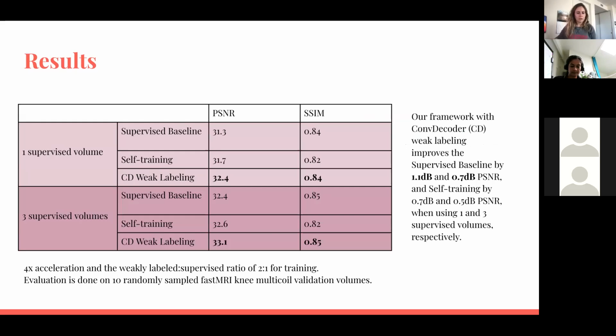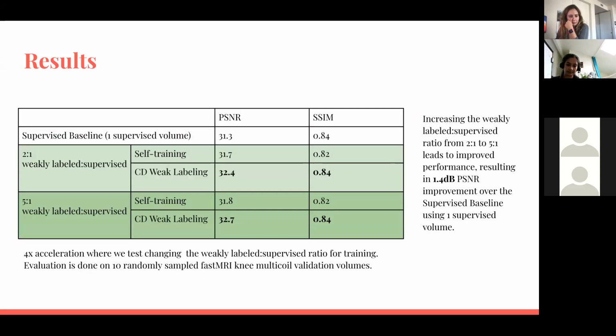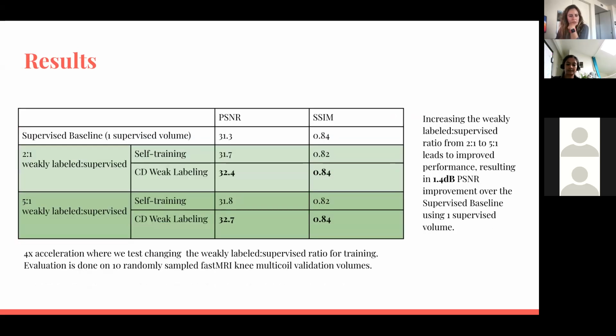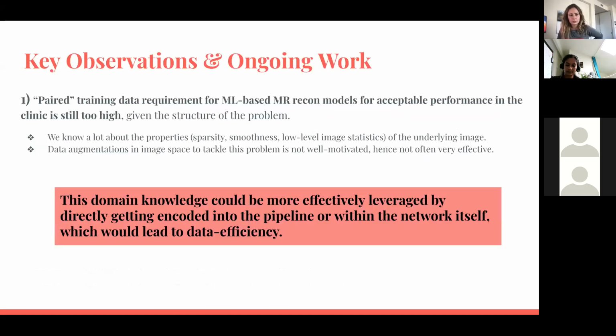We looked into changing the ratio of supervised to weakly labeled or noisy pseudopairs. These are some numerical results, changing the number of supervised volumes and changing weakly labeled to supervised. These were tested on fastMRI, which is a benchmark created by Facebook AI Research and NYU.